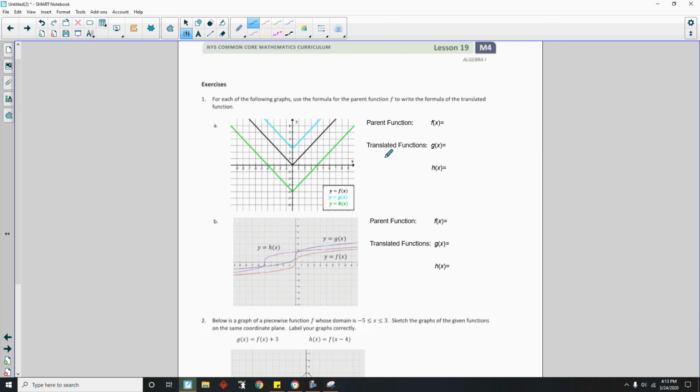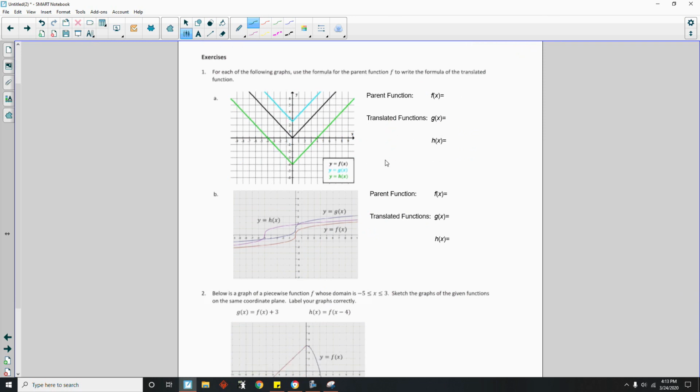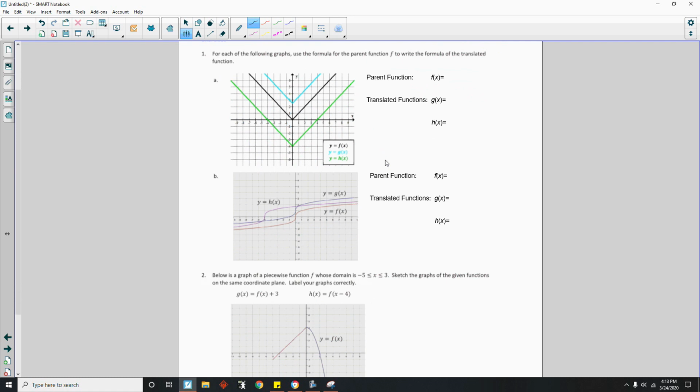Okay, page 3 brings us to the exercises. Starting with exercise 1, it says, for each of the following graphs, use the formula for the parent function f to write the formula of a translated function. Okay, so I've already done this parent function f of x, translated function g of x, and h of x for the part A and part B.